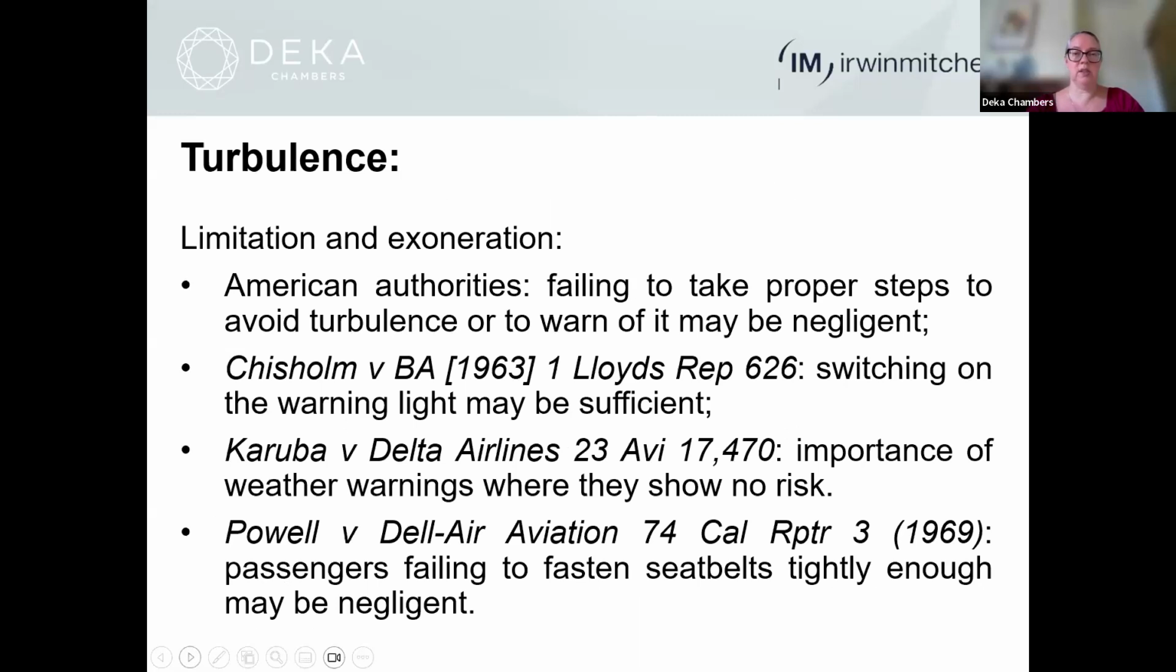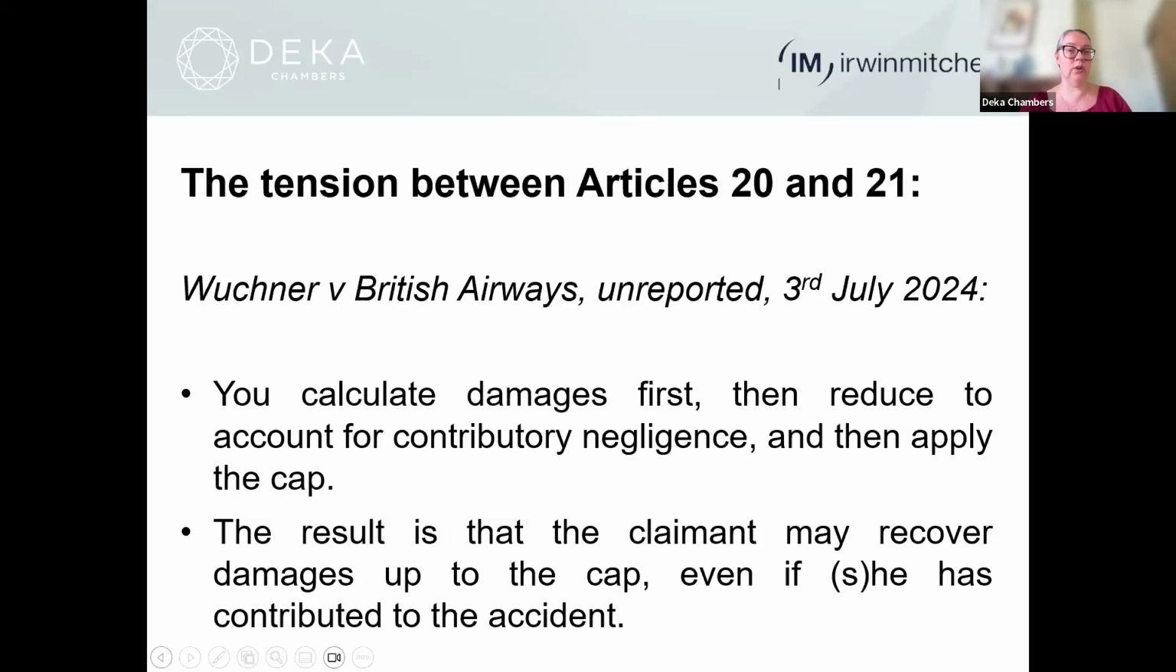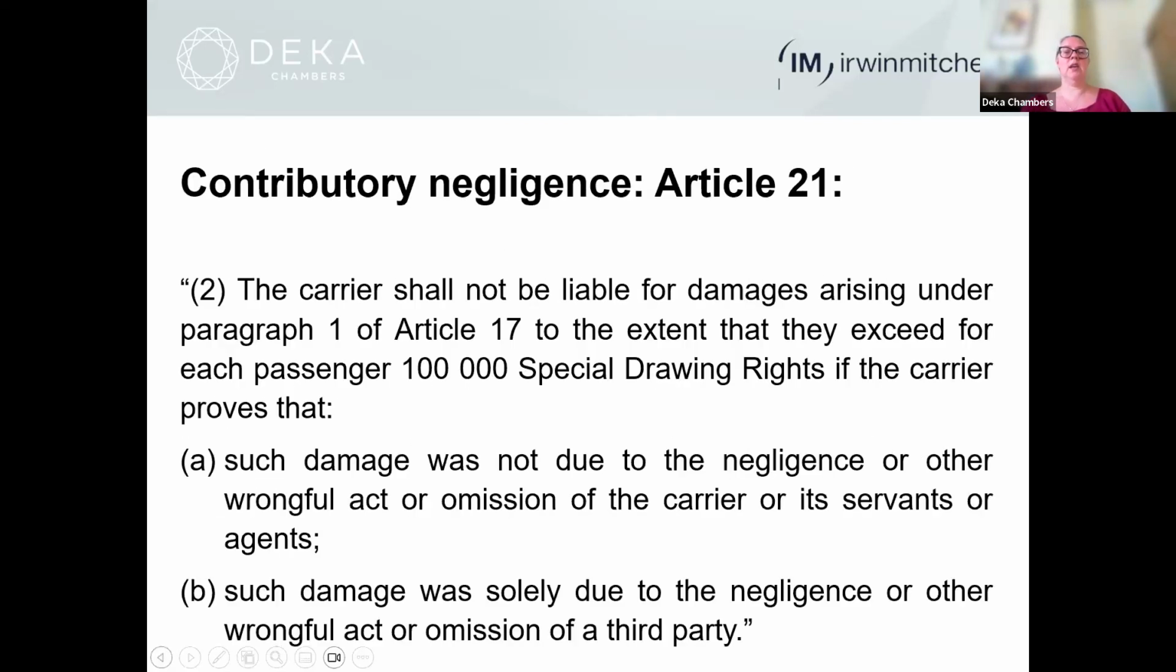Now, as regards limitation and exoneration, we were asked to provide some examples of situations in which the air carrier might be able to say, well, look, we've not done anything wrong. And we were asked the question at the beginning of this webinar, look, is there any situation now where you can actually, as a carrier, escape liability? Will there ever be a situation where you can prove the things that you need to prove? So you need to prove either claimant contribution, but okay, fine, we understand that. That's English concepts coming into play, showing that the claimant has contributed to the accident wholly or partially.